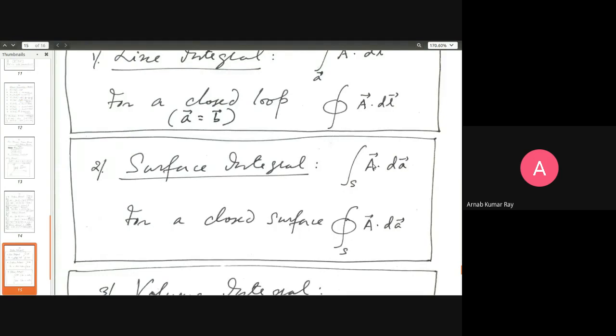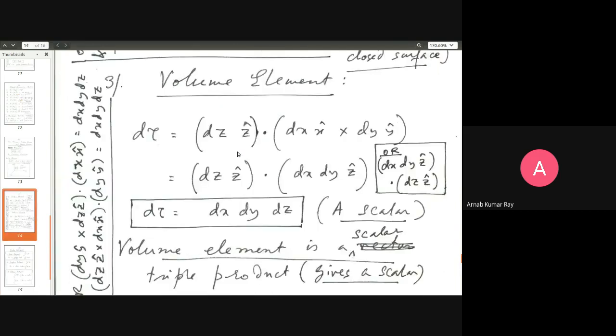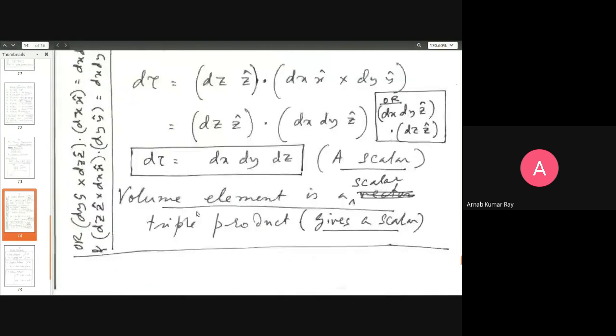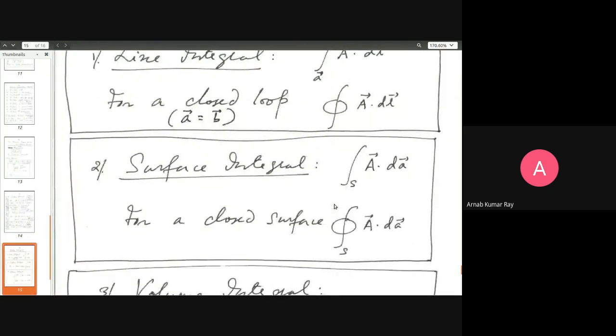Next is surface integral. What about a surface integral? In the case of a surface integral, remember once again, surface element is also a vector, dA. And if it is a vector, then again you have to be careful. How do you put it next to another vector? It's capital A dot d small a. So put next to each other. S subscript implies a surface integration, integral over a surface.